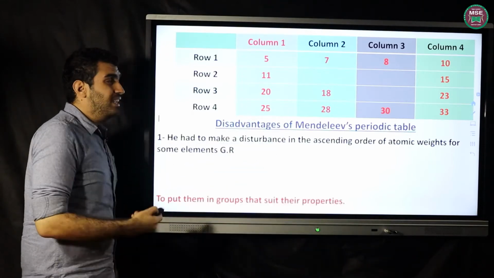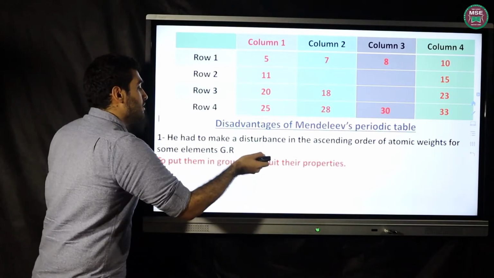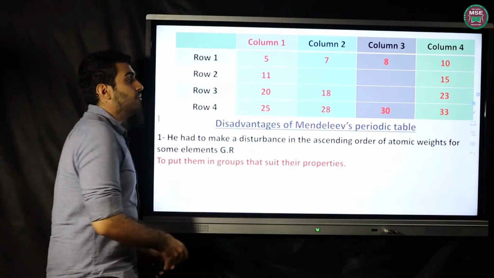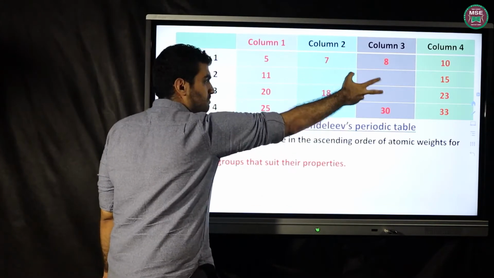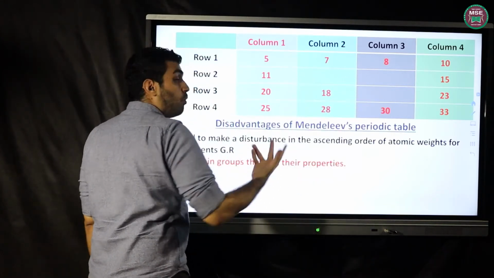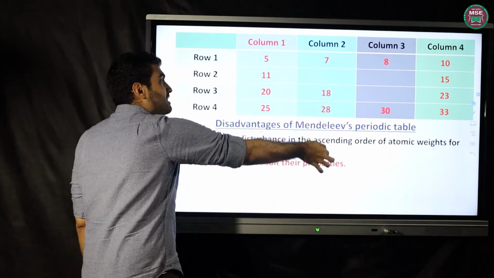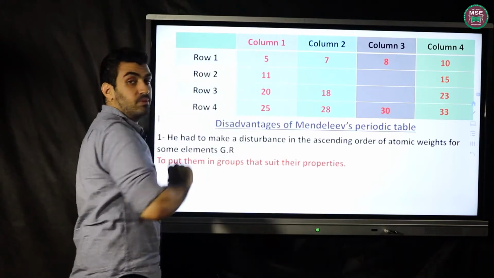Why would he destroy his ascending order? To put elements in groups that suit their properties. For example, 18 is found at some place, but he took it from this place and put it right here. Why? Because this element that has atomic weight 18 has the same properties as this group.